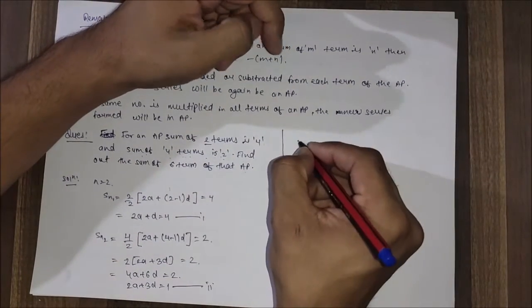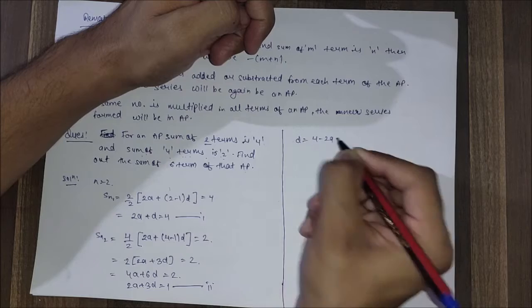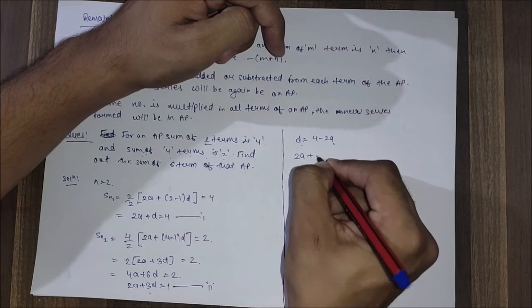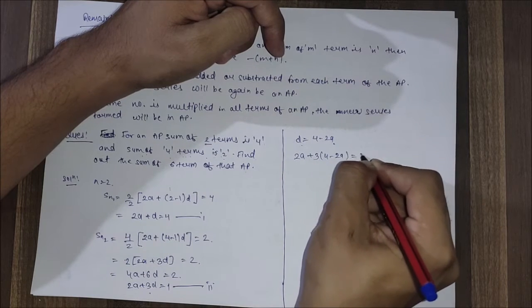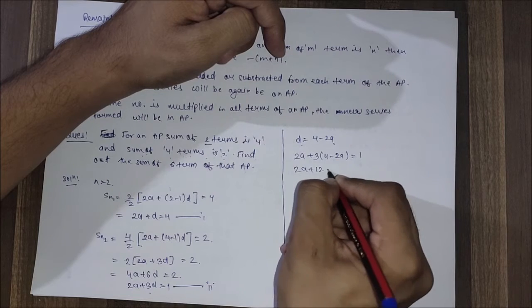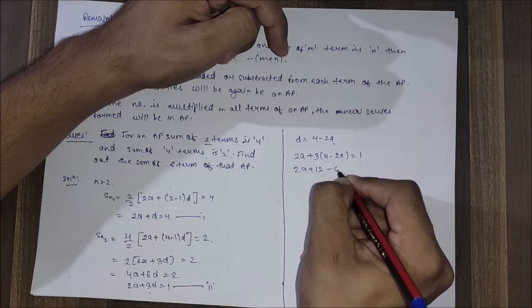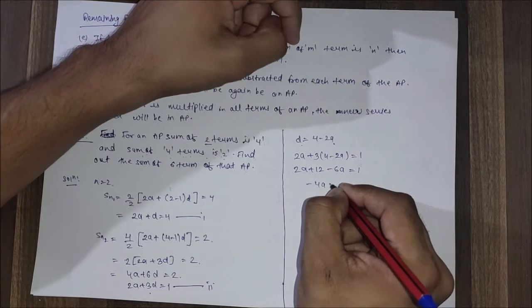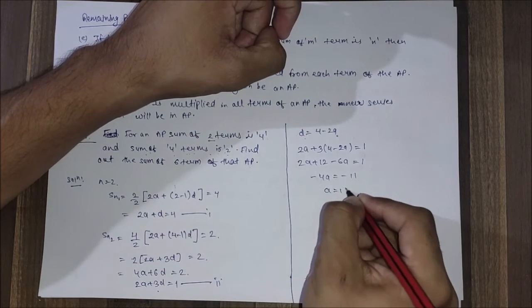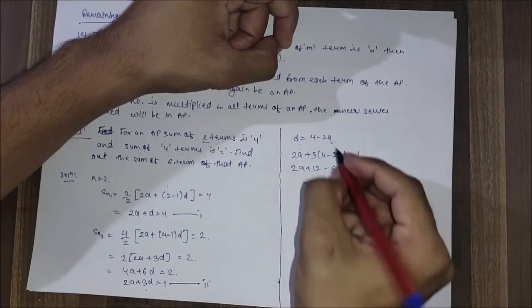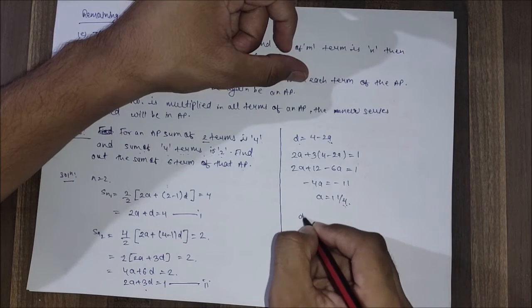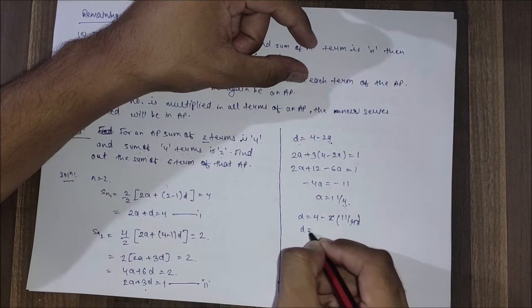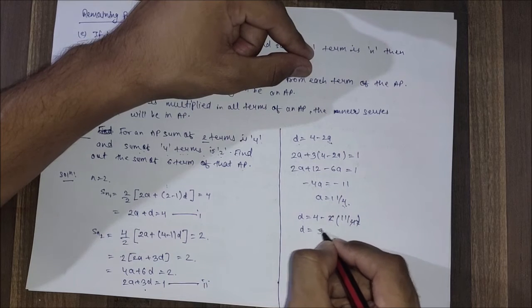From equation number 1, we can say that d is equal to 4 minus 2a, and putting d equal to 4 minus 2a in equation number 2: 2a plus 3 times (4 minus 2a) is equal to 1. 2a plus 12 minus 6a is 1, so minus 4a is equal to minus 11. a is equal to 11 by 4. Now putting a equal to 11 by 4 in this equation, d is equal to 4 minus 2 times 11 by 4. When we solve it, we get d equal to minus 3 by 2.